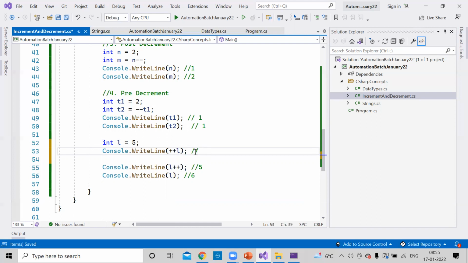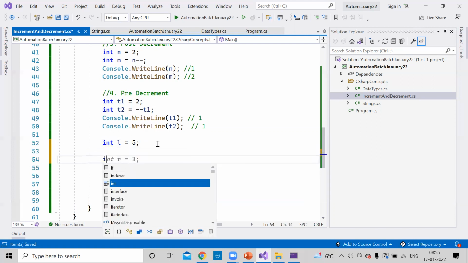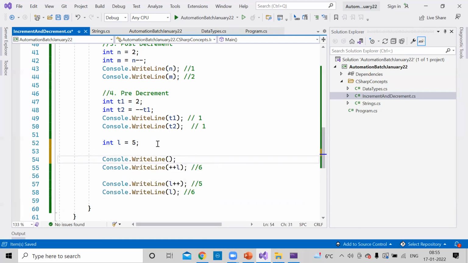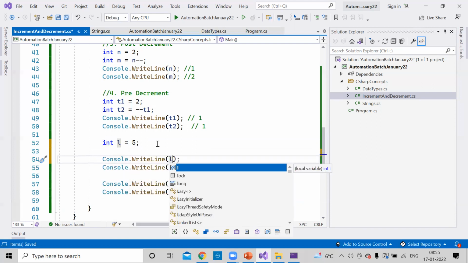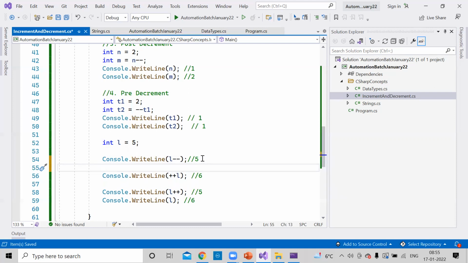You definitely would have received 6 over here. And if you have done it like this, integer, print it like l minus minus, even though you would have received 5 over here. I hope you are getting my concepts. You definitely would have received that. And if you would have done it like this, minus minus l, then you would have received 4 over here.